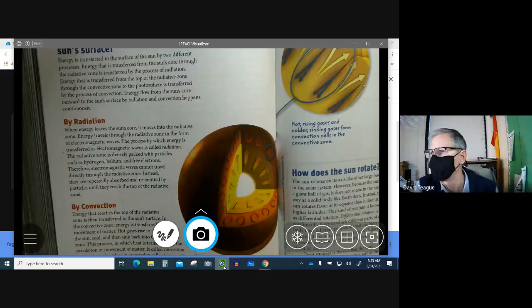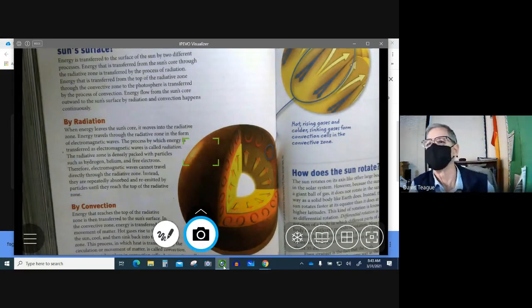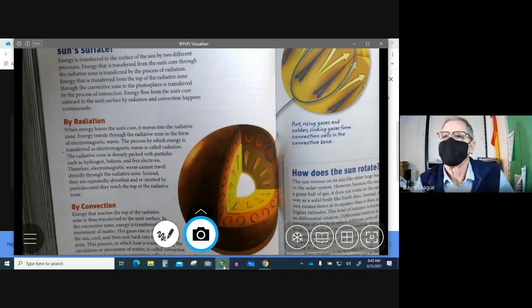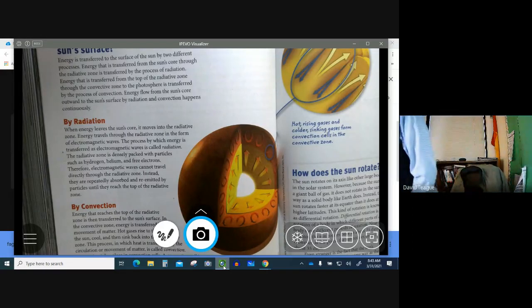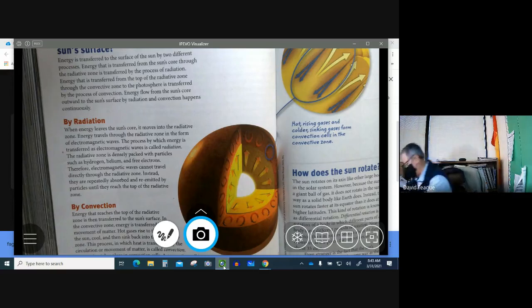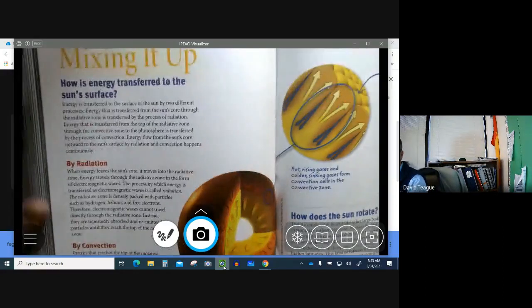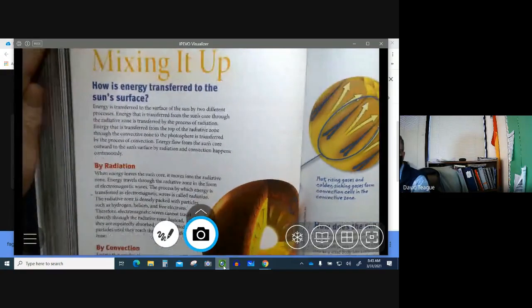You got your science book, Kale? Jacob, you looking at your science book? Kale, can you open your science book, please? To 490. Okay, page 490.